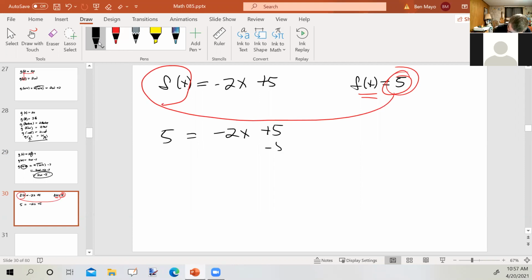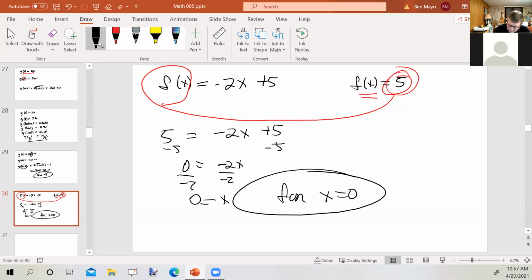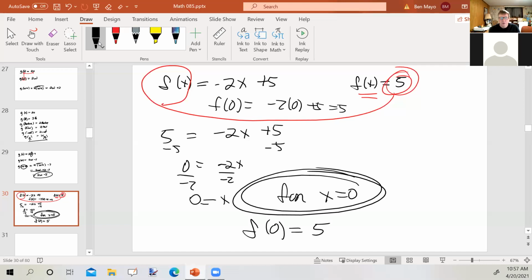All right, I'll subtract 5 from both sides. I'll divide both sides by negative 2. So for what value of x is f of x equal to 5? For x equals 0. In other words, f of 0 equals 5. Well, does it? Let's see. F of 0 would be negative 2 times 0 plus 5, which is 5. Yes. So the output is 5. What's the input? 0.